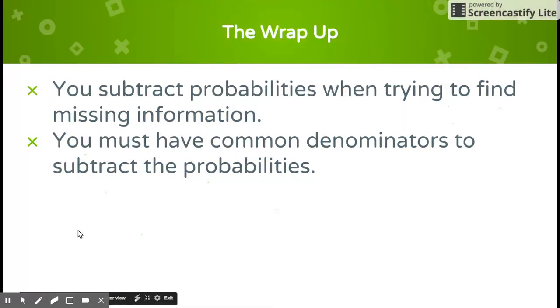All right, so let's wrap this up. You subtract probabilities when you're trying to find missing information. You must have common denominators to subtract the probabilities. When you have a missing piece, like in a spinner, you are going to add up everything you have and subtract from a giant one. But if they give you the probabilities together, you're going to take the two probabilities together, and from that you will subtract the probability by itself to find your missing information.